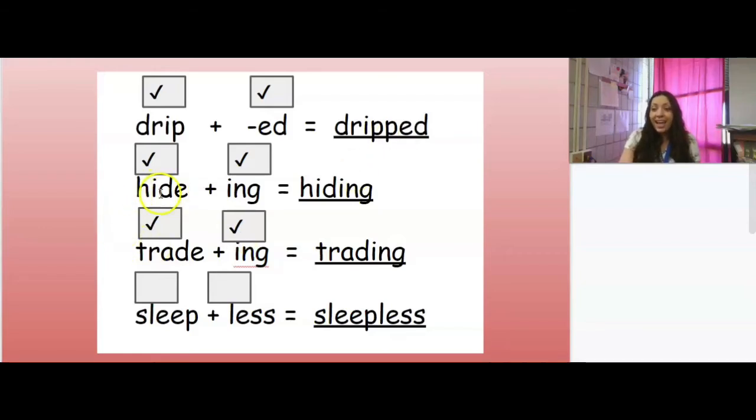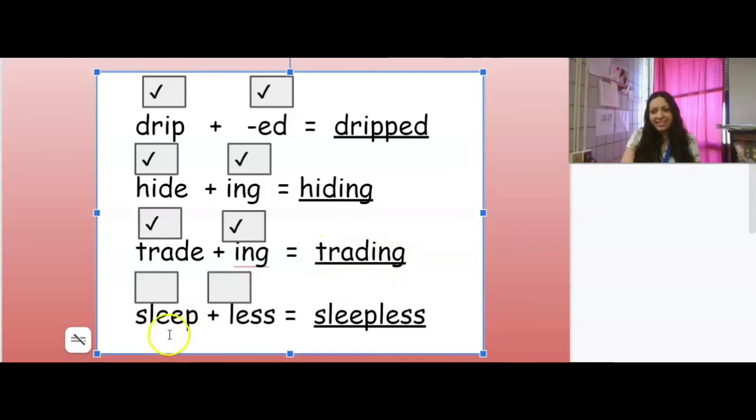Hide. Hide has that sneaky E at the end. Look, hide. So I'm going to mark it there. And then ing starts with a vowel, so it's a vowel suffix, so I mark it. So if I have double check marks, then I'm going to drop that E. So hide-ing. Then on this next one, I have trade. Trade gets a check mark because it ends in that sneaky E. Ing gets a check mark because it's a vowel suffix. So look, I drop that E and do trade-ing.